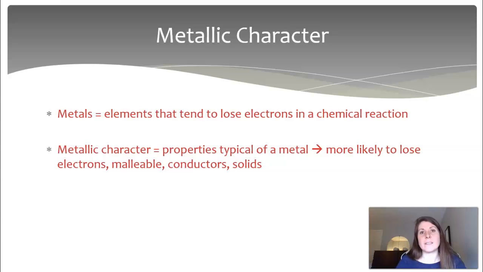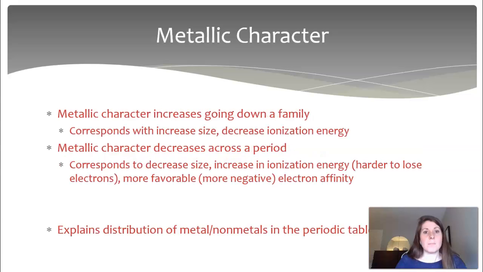We also look at metallic character. Metallic elements are on the left-hand side of the periodic table. Metallic character increases as you go down the periodic table. This is, do they have properties typical of a metal? Do they tend to lose electrons in a chemical reaction? Metallic character increases going down the family. This corresponds to the increase in the atomic radius and a decrease in the ionization energy, so they tend to lose those electrons. And then it decreases across the period. This is because of a decrease in size, an increase in ionization energy, meaning it's harder to lose the electrons, and it's more favorable to gain them.